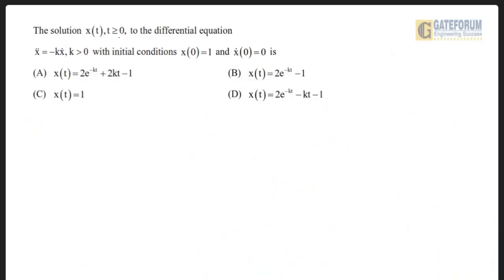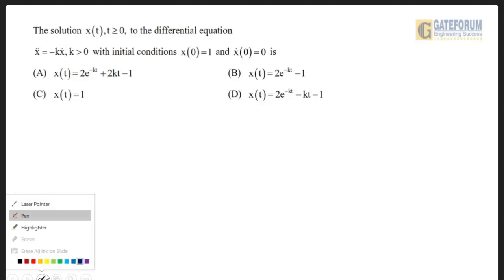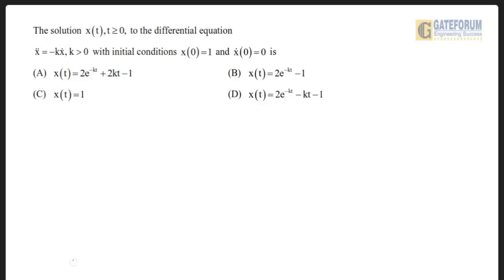For t greater than or equal to 0, the differential equation x double dot is equal to minus k times x dot, k greater than 0, with initial conditions x of 0 is equal to 1 and x dot 0 is equal to 0, with 4 options given. This is from engineering mathematics, from the topic differential equation, subtopic higher order linear differential equation with constant coefficients, that is second derivative. Here x is the dependent variable, t is the independent variable, the solution is x is equal to etc.